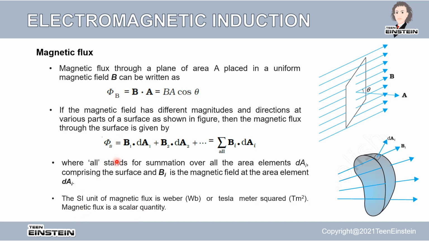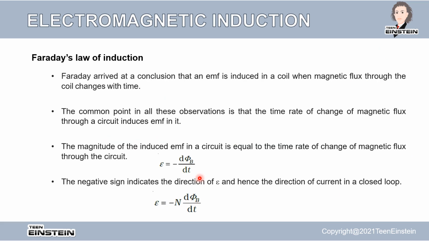So this is called magnetic flux, and the SI unit of magnetic flux is Weber or Tesla meter squared, and it's a scalar quantity because it's a dot product of two vectors.